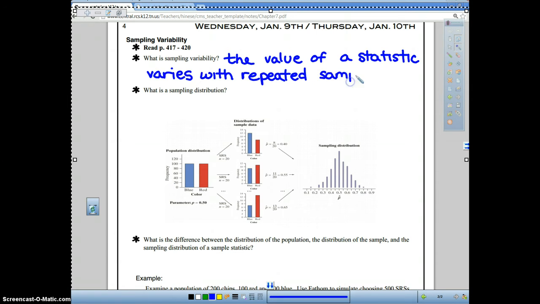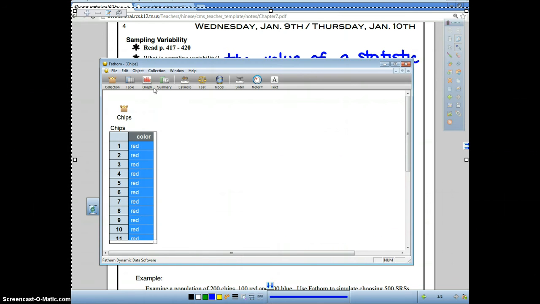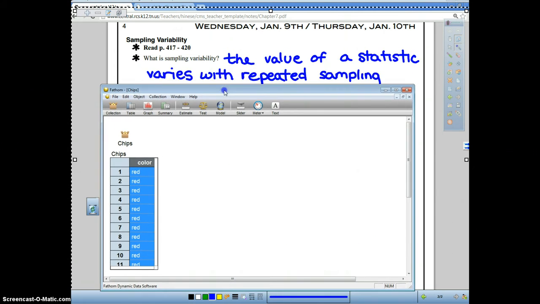If you think back to the German tank problem, when we were drawing samples and calculating our estimated maximums, we weren't getting the same thing every time. That's because our samples were different. That's sampling variability. So let's look at an example, and we'll see a little bit of sampling variability here, as well as introduce sampling distributions.